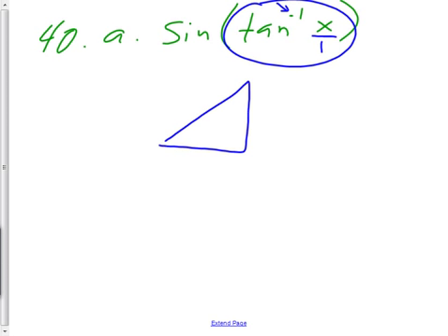Tangent, I just draw a little triangle. Tangent is x over 1. Think about it. Where should I put the x? The opposite side. Tangent's opposite over adjacent. The adjacent side is here. X over 1. Sketch this triangle. You'll have no way to do number 40 without that little triangle.